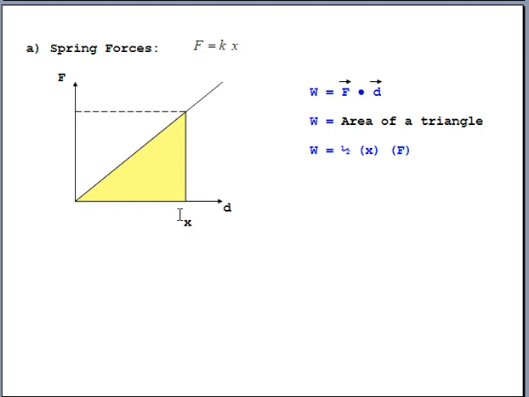Okay, well, just going with 1/2 base times height. I'd have 1/2 my current extension value multiplied by whatever the force is right here, right at that spot. That would be the peak of my triangle. But I can actually calculate how big that force is just by using the equation F equals kx. If you extend the spring by x, then currently the force that you're battling is kx, right? That would be the peak force value up here on the graph.